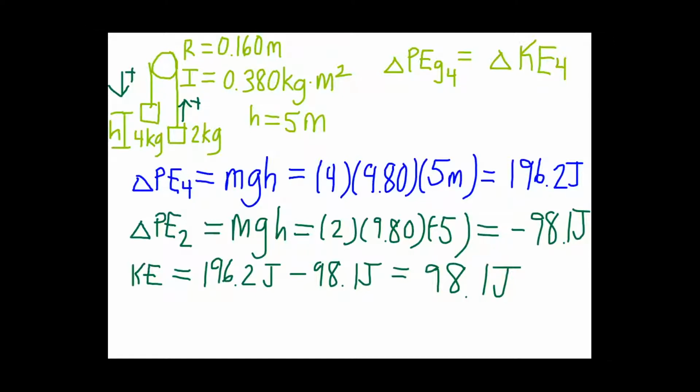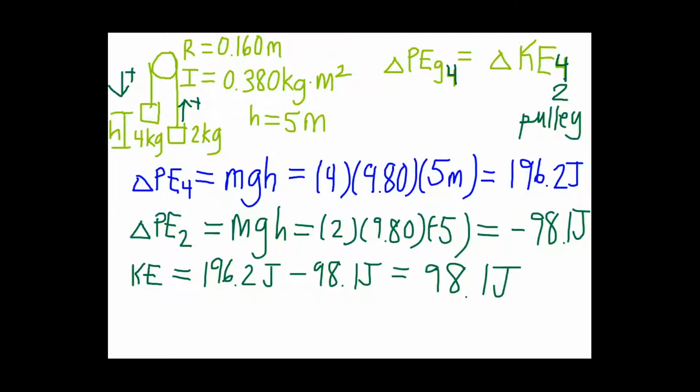There's the kinetic energy due to block 4, the kinetic energy due to block 2, and the kinetic energy due to the pulley. So this is something that we haven't been talking about as much recently, but rotational kinetic energy is also a concept that we're going to be looking at in this problem. So at the beginning we have potential energy due to block 4.